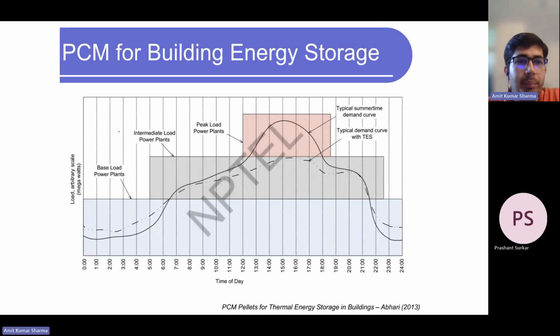So this is a patient material for building energy storage. Okay, this is a diagram showing the time of the day, and there is a load on an arbitrary scale in megawatts. So you can say during the daytime from 12 hours to 19 hours, this is a peak time. So the demand is very high.